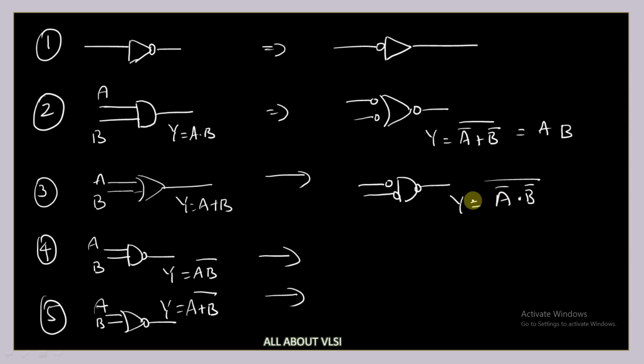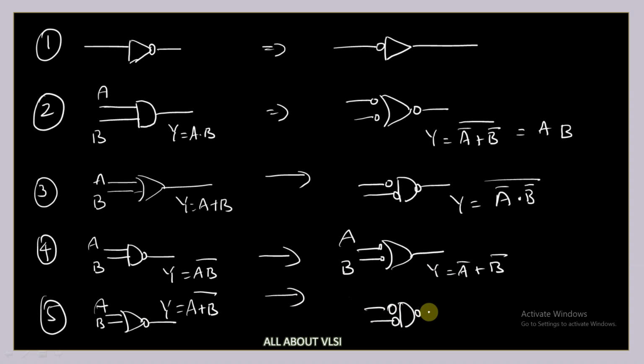And this NAND gate can be written as bubbled input OR gate. A, B, Y is equal to A bar plus B bar. And this particular NOR gate can be written as bubbled input AND gate. A, B, Y is equal to A bar dot B bar. So these are the alternate representations of these particular gates.